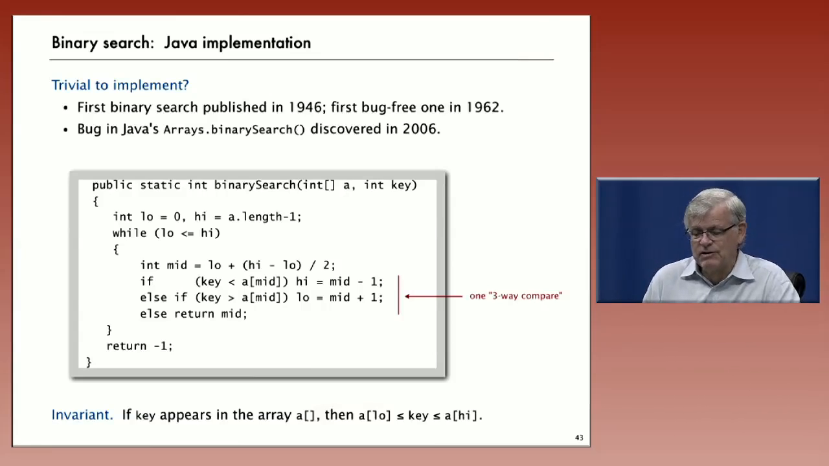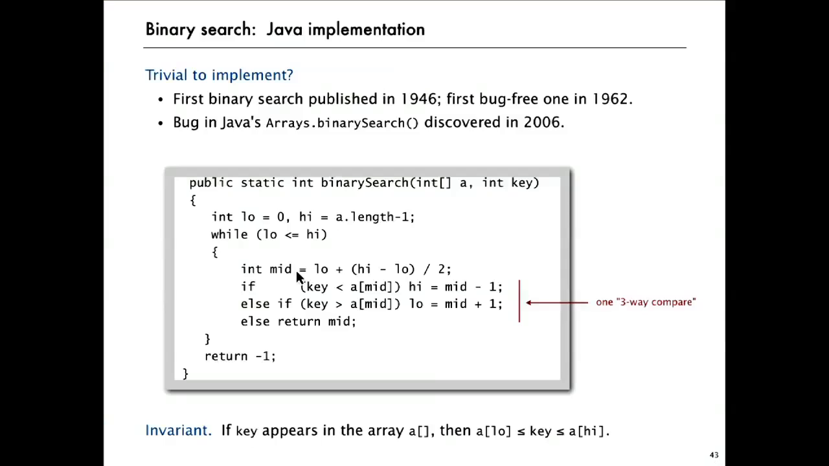So here's an implementation. It's not recursive, although often we can implement this recursively. It just reflects in code what I described in words. If we have to find whether a key is in an array, we use two pointers, low and high, to indicate the part of the array that we're interested in. As long as low is less than or equal to high, we compute the middle, and then we compare our key against the middle. Actually, it's a three-way compare.